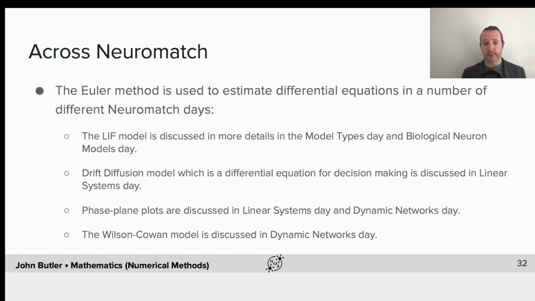Across Neuromatch, the Euler method is used to estimate differential equations in a number of different Neuromatch days. The linear integrating fire is discussed in more detail and approximated using this method in model types and biological neuron model day as well. Drift diffusion is also estimated using an Euler method for decision making in the systems day.